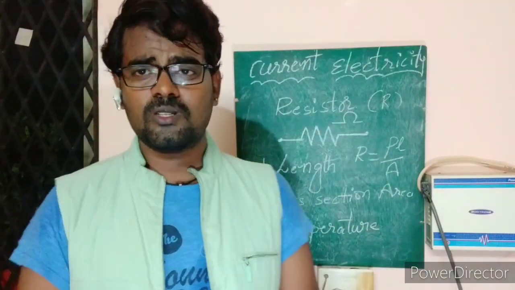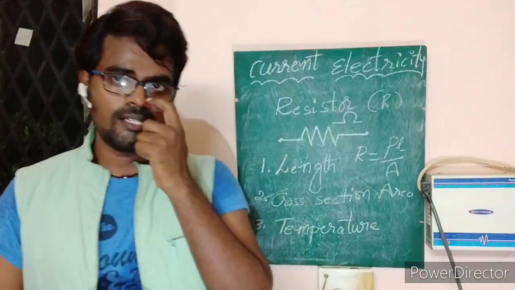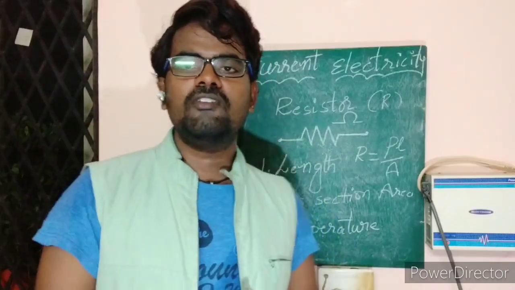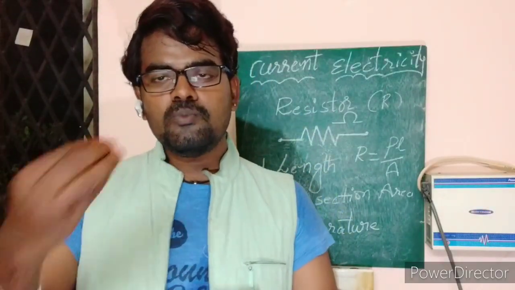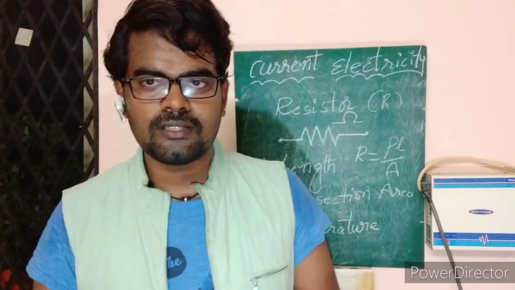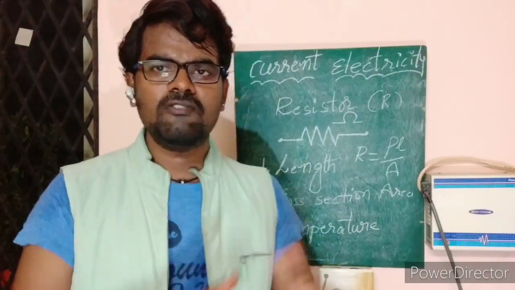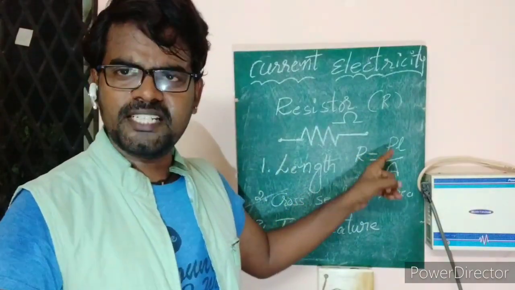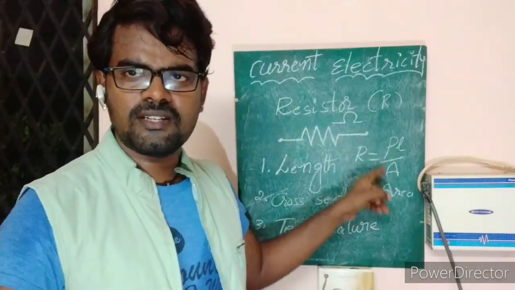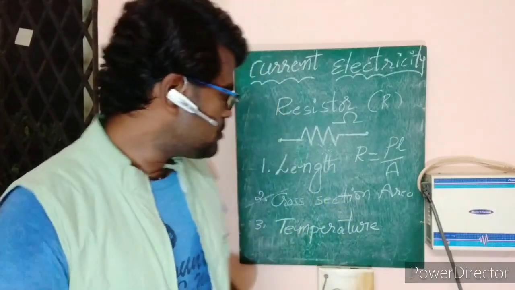And what is the specific resistance? In general, each and every human being has immunity power, but that immunity power depends on the strength of that person. Depending upon the person, the immunity value may vary. Just like that, depending upon the material, the resistivity value or specific resistance value will change.